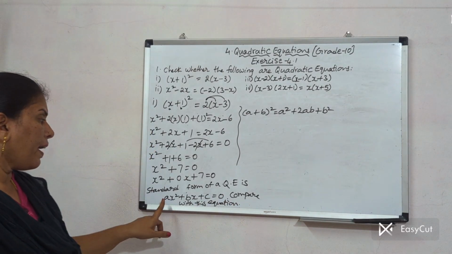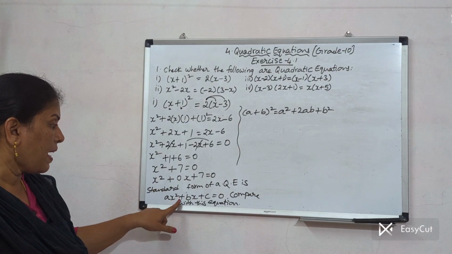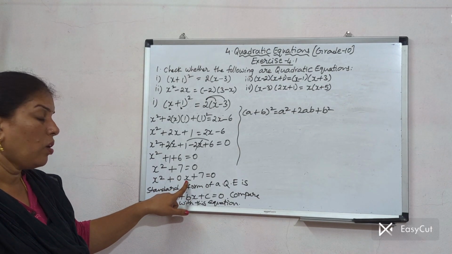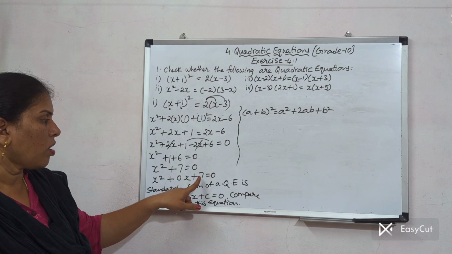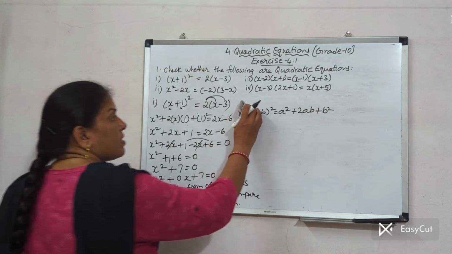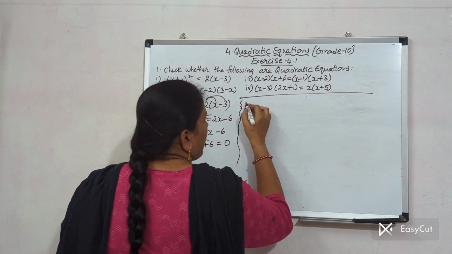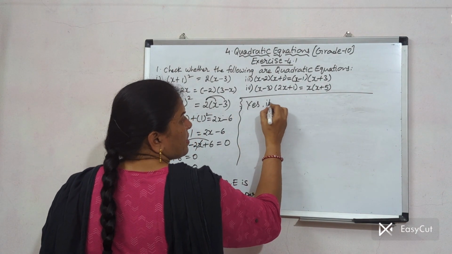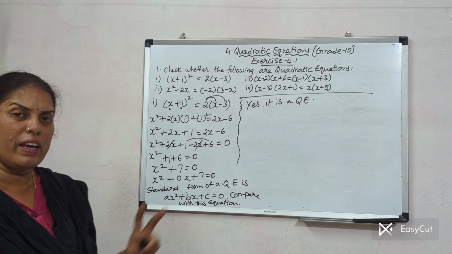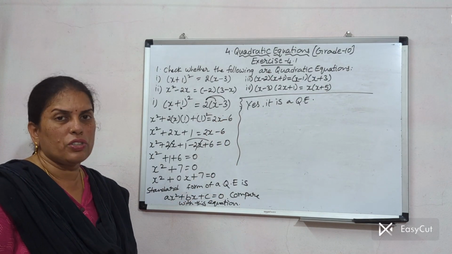Okay. Now ax square term is there or not there? Is there. Plus bx term is there or not there? Is there. X term. Okay. Plus c constant term is there. Is this a quadratic equation? Yes, it is a quadratic equation. Like this, very easy. You can simplify very easily. Like this, we need to check.